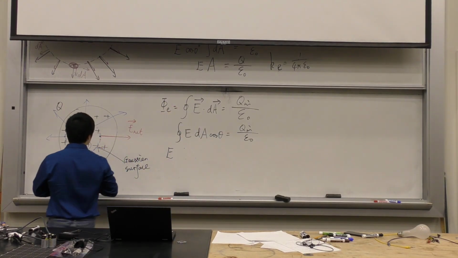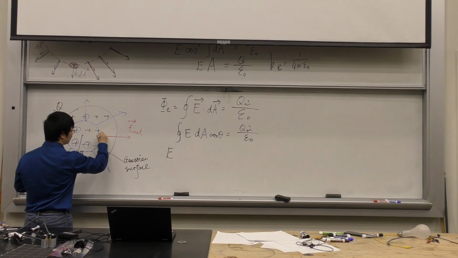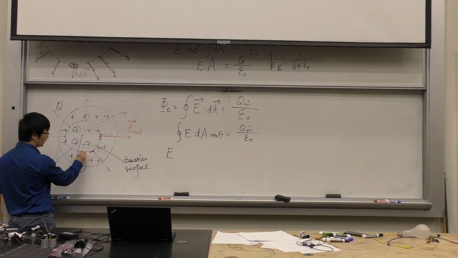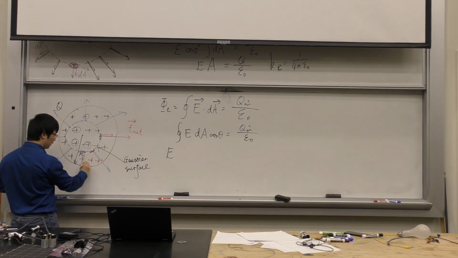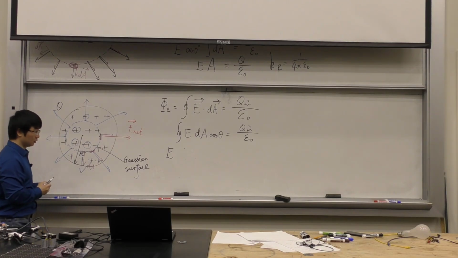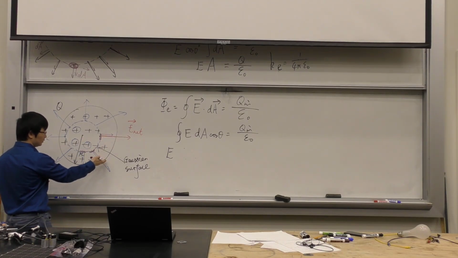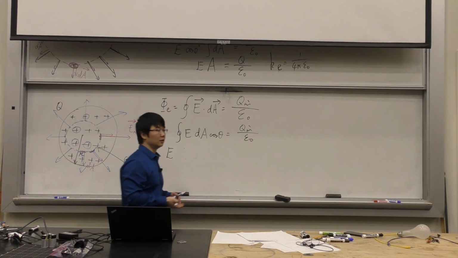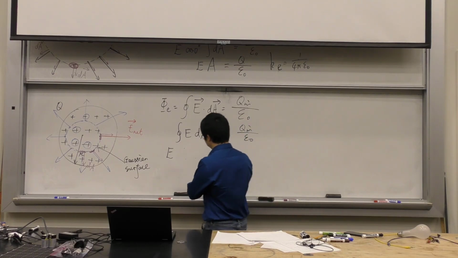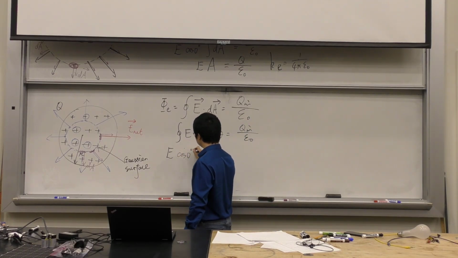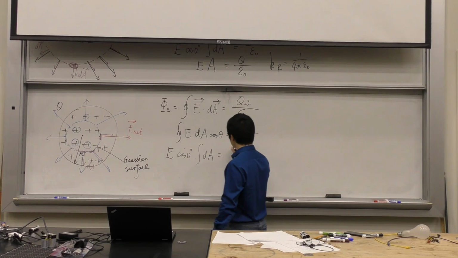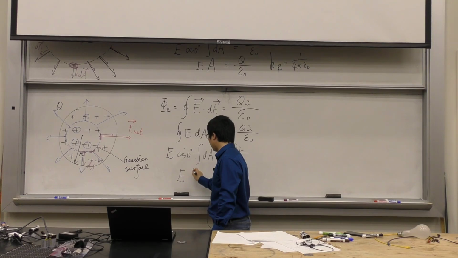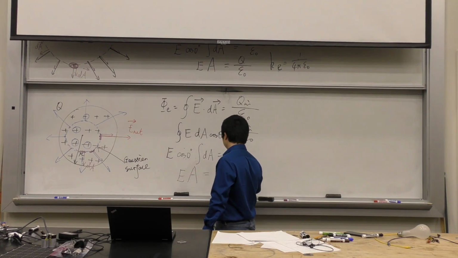Because what is the direction of dA at this point? Perpendicular. What is the direction of dA at this point? Perpendicular. What is the direction of dA at this point? Perpendicular. Okay? So dA and E still have a 0-degree angle. They're still in the same direction. So nothing has changed on the left-hand side. I'm still going to get E times A on the left-hand side.